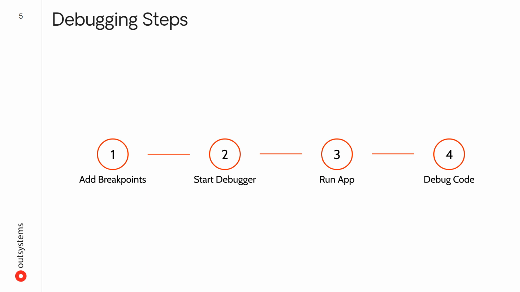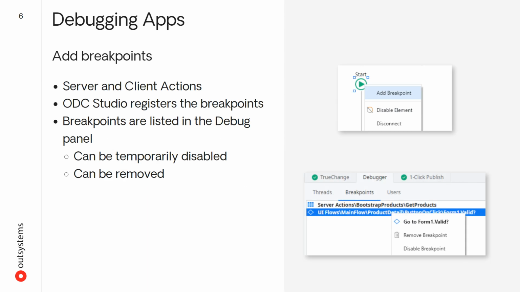The first step is to set the breakpoints in the code and then start the debugger. After this, it is a matter of running the app and then debugging the code. Let's look into these steps in detail. Breakpoints are places where code execution will be suspended later on. To add breakpoints, in logic flows, right-click an element and add the breakpoint.